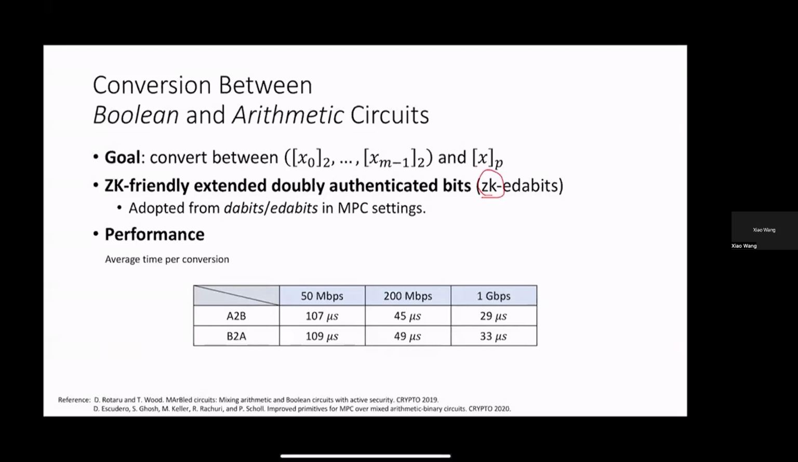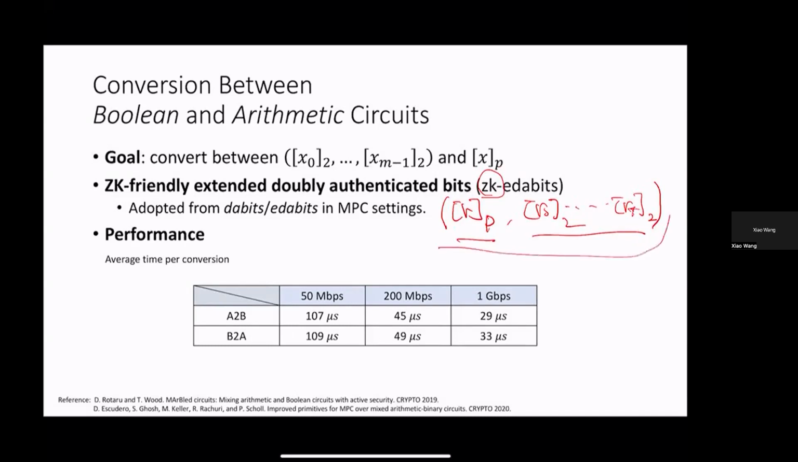The idea is that we want to come up with a random element R, which is authenticated mod P, and also authentications of all the bits R0 up to RT of R in Boolean. These are authentications in Boolean, and this is authentication in arithmetic, with the assurance that they are consistent. They are consistent in the sense that R0 up to RT is the binary representation of R.